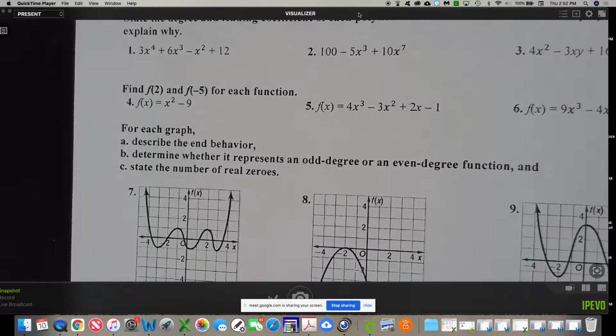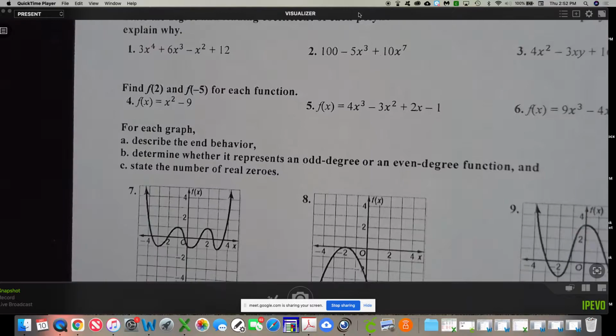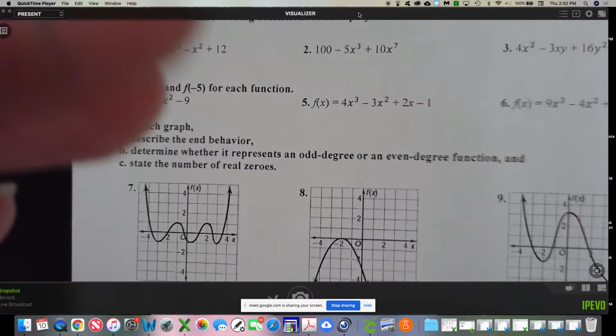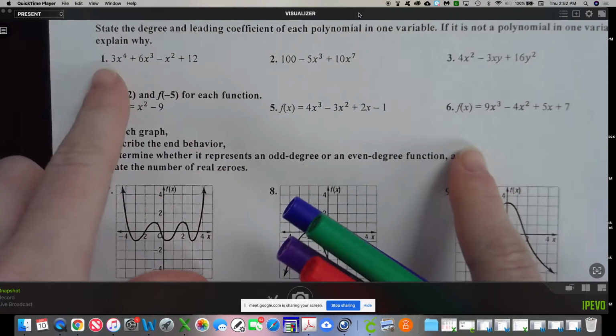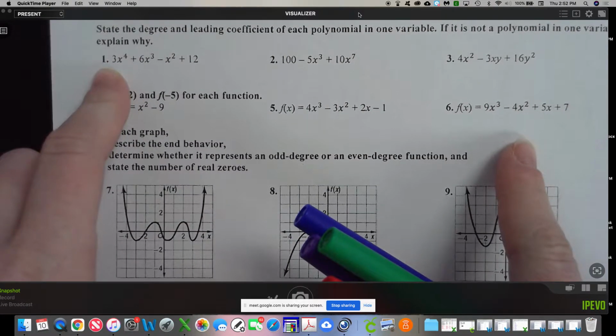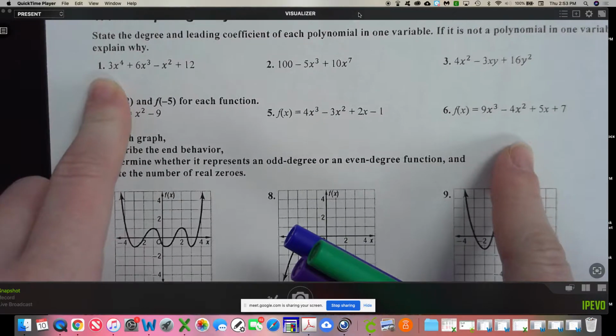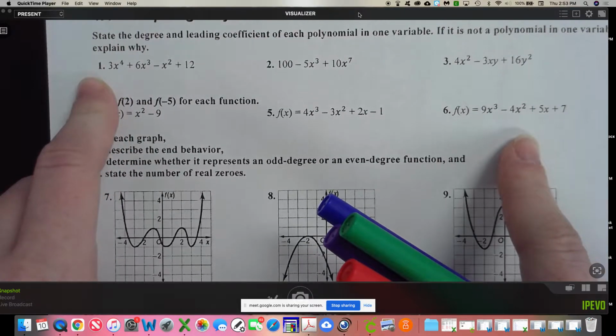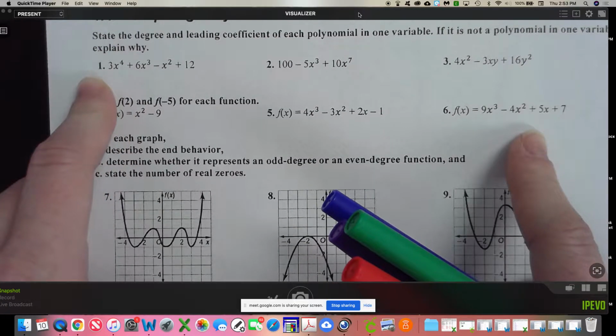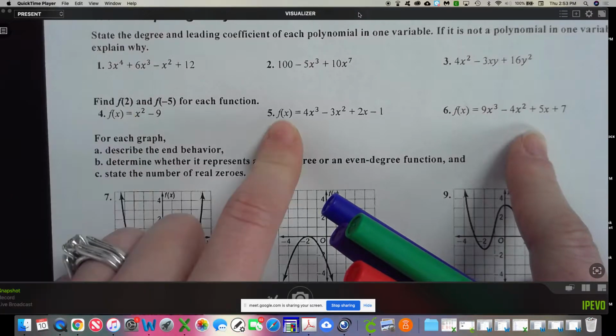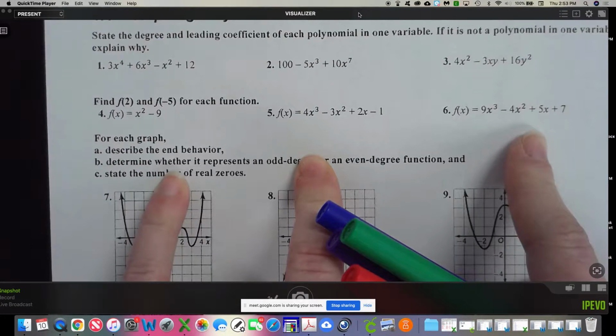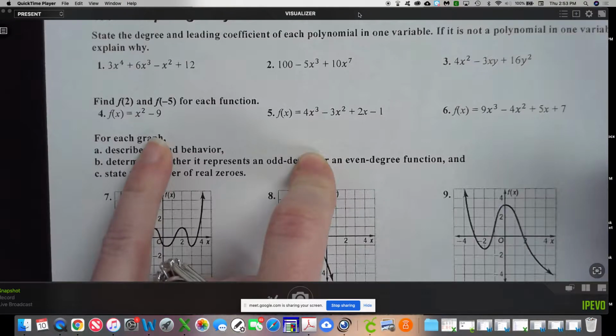Hello. All right. This is the backside of the chapter 4 review. We're going to test over this chapter tomorrow. We got through the first 6 problems yesterday. Sorry, we're really laggy. I think we did number 6 together, so 4 and 5 you'll have to plug in on your own. How many answers do you get for 4, 5, and 6? 2 each, right? Because you have to plug in 2 and plug in -5. Okay. All right, 7, 8, and 9.